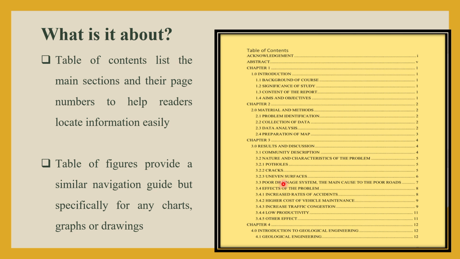So if I want to identify where the person talked about cracks in the report, I just come to the table of contents and I can see there's a chapter 3, section 3.2.2. The person talks about cracks and it's on page 5. So I just open to page 5, then I access it.